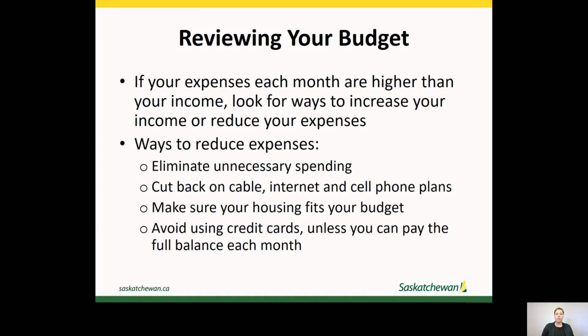If you need to reduce your expenses, try to eliminate unnecessary spending on things like eating in restaurants, travel, and buying clothing and toys you don't need. Cut back on cable, internet, and cell phone plans. Make sure your housing fits your budget. Avoid using credit cards unless you can pay the full balance each month. Credit card interest can be a significant monthly expense if you are not paying off the balance regularly.